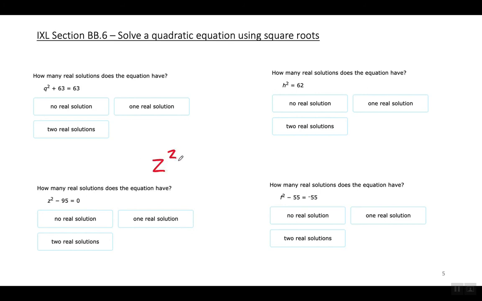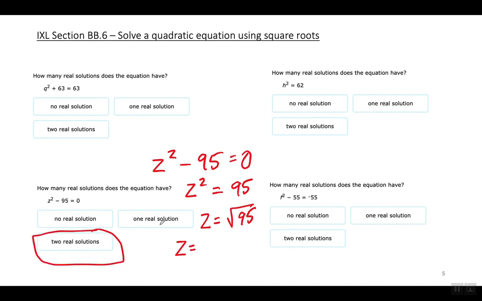So I'm going to start by moving 95 to the right. So z squared equals 95. This one is just like the last one, right? z is going to equal the square root of 95. Honestly, if I could simplify this further, it doesn't make a difference for this question. The answer is going to have two real solutions. One of them is going to be positive square root of 95, and the other one is going to be negative square root of 95. All right, those are the two real solutions.